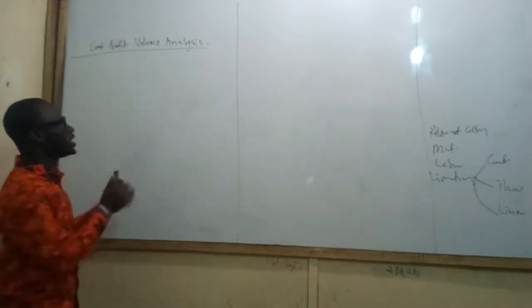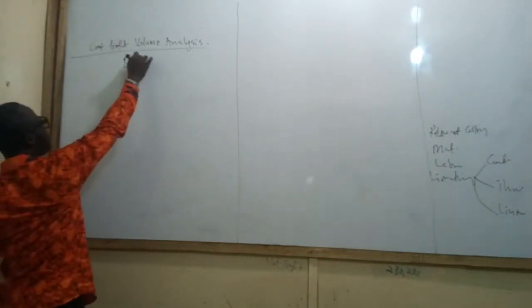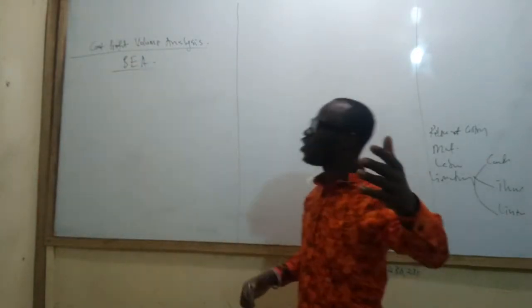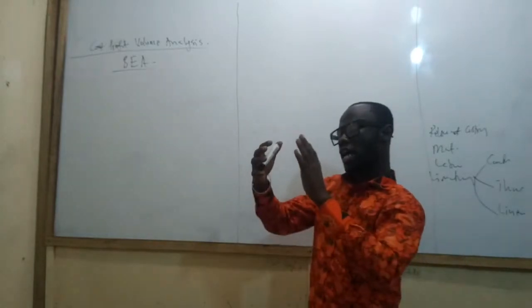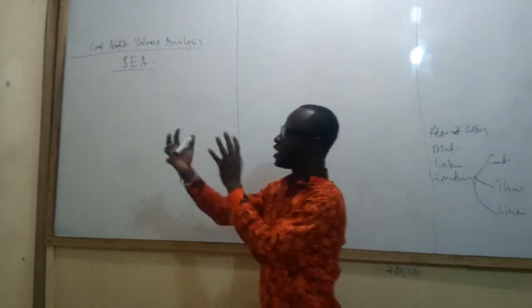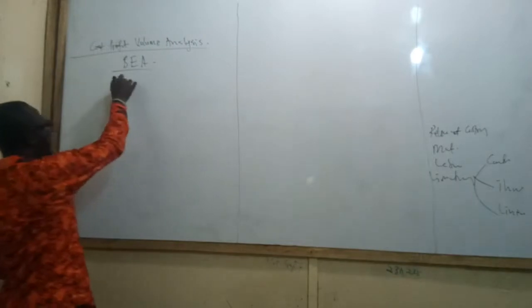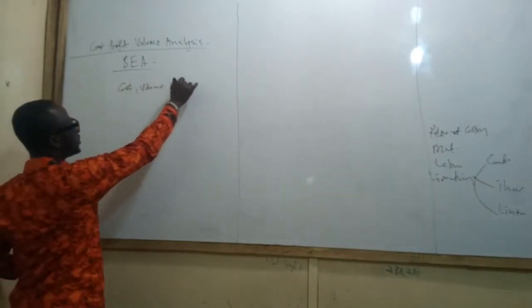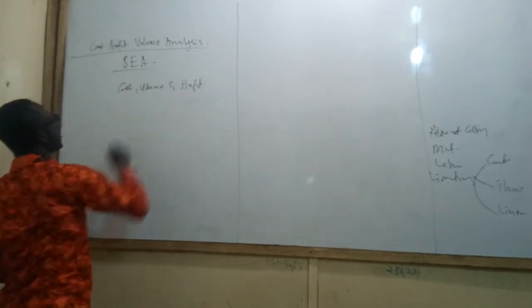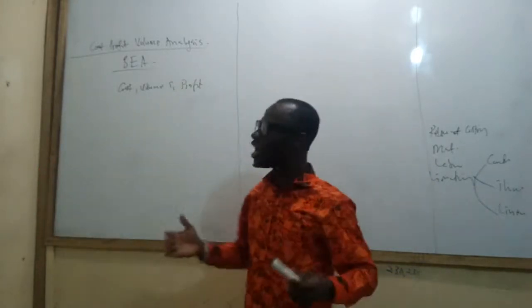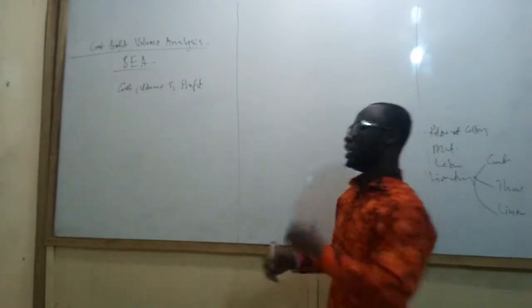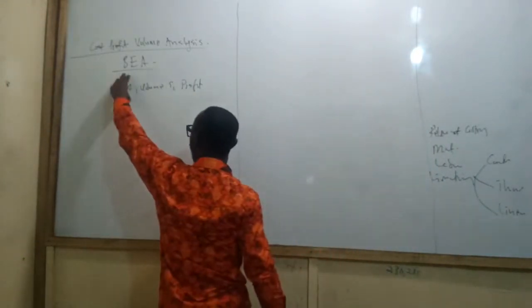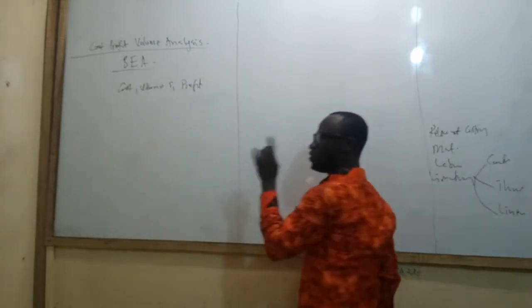Now, what is break-even analysis? In simple language, we say that break-even analysis is a marginal costing principle that helps companies in determining the interrelationship between cost, volume, and profit. So it is a marginal costing principle that helps to determine what? The interrelationship between cost, volume, and profit.